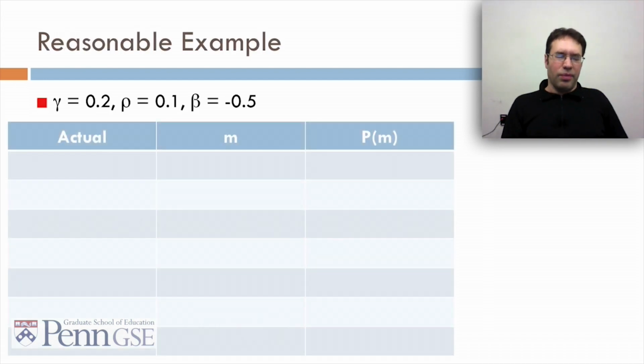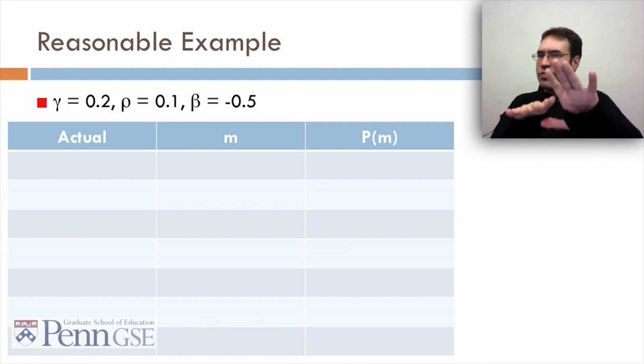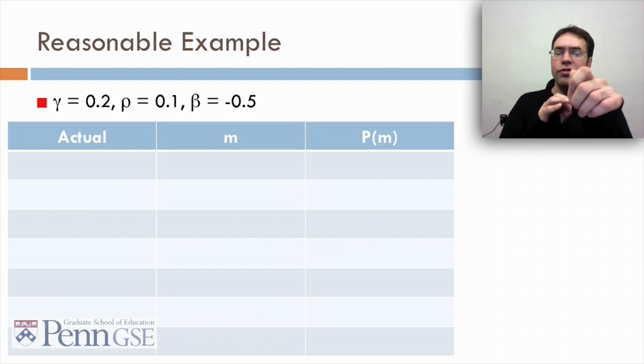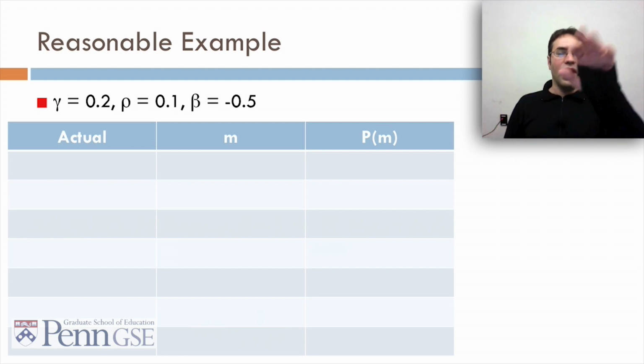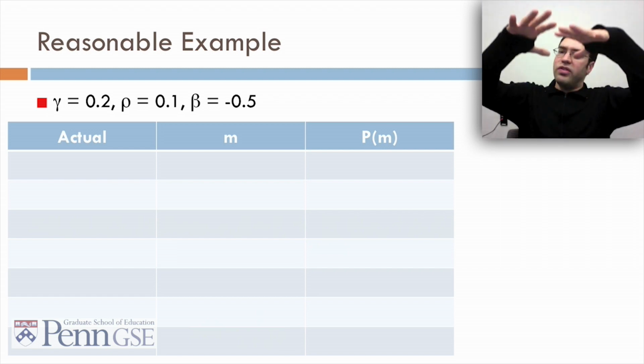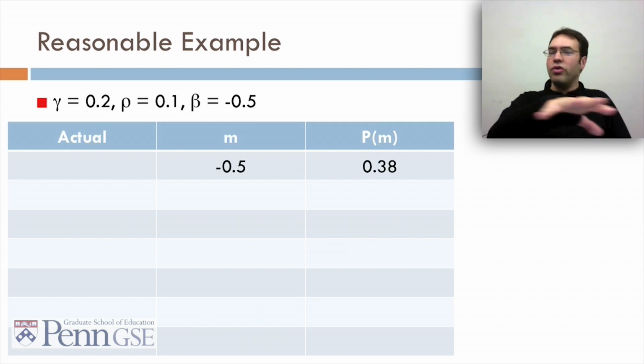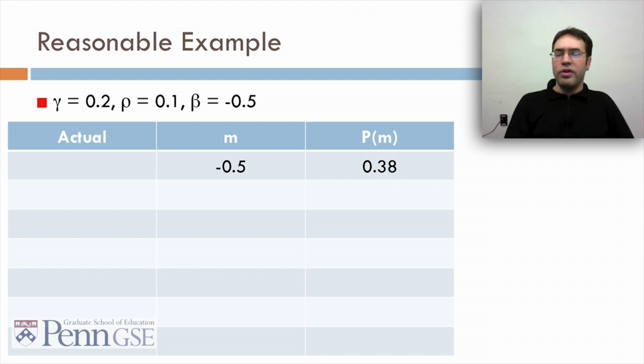So let's look at an example. We'll start first with a reasonable example. We'll move on to crazy examples later. Let's say that you have gamma of 0.2, rho of 0.1, so we're assuming that you improve your future performance double if you get success compared to if you get a failure. And beta is negative 0.5, which means the item's a little hard. So the initial m, there's no successes or failures yet, is going to be negative 0.5, that's the beta, so the probability the student will get it right on the first attempt is 0.38. At this point we have no information about the student. It's like L0 in BKT.